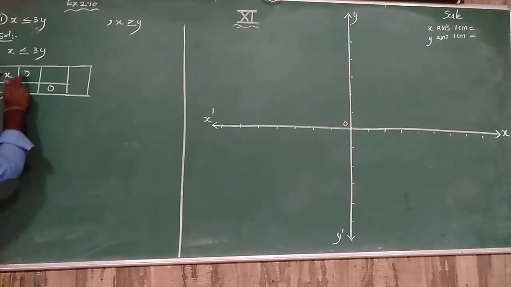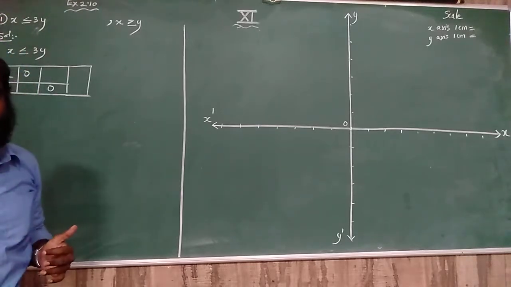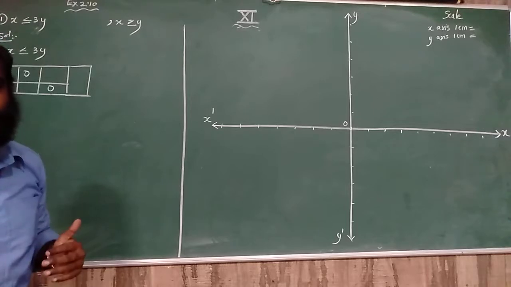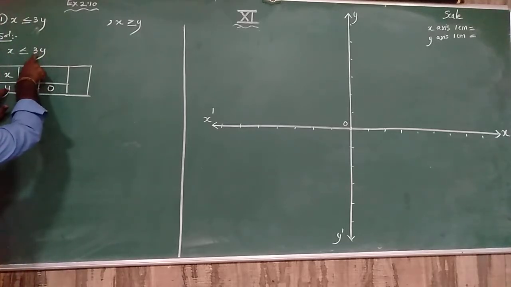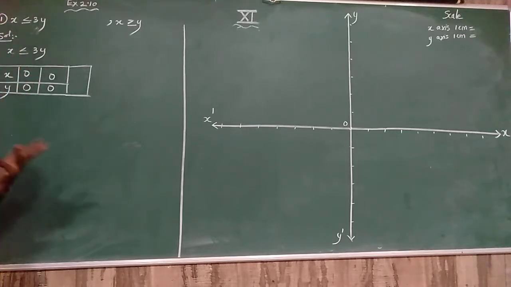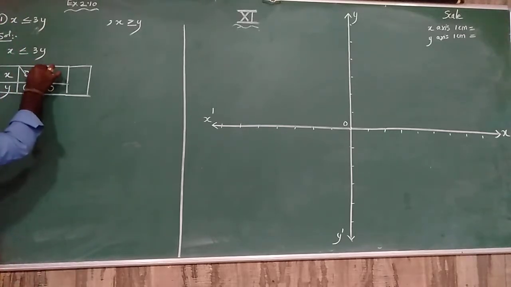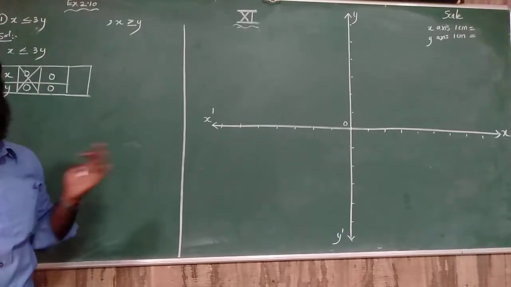I need to consider this inequality symbol as equal. If x is equal to 0, then y is also 0, since 0 by 3 is 0. If y is 0, 3 into 0 is 0, x is also 0. Since both points are the same, (0, 0), I can neglect one point.